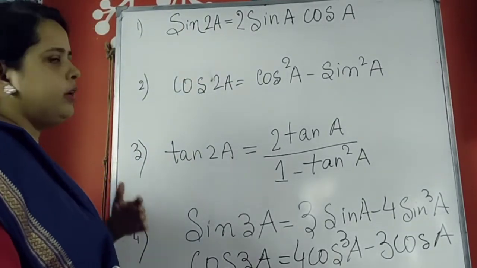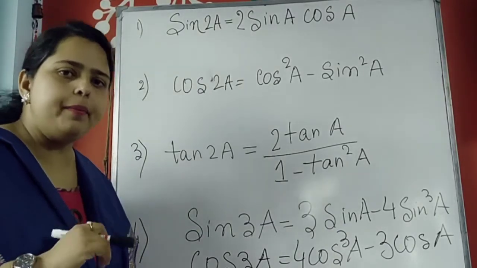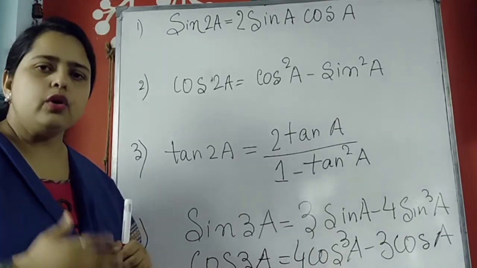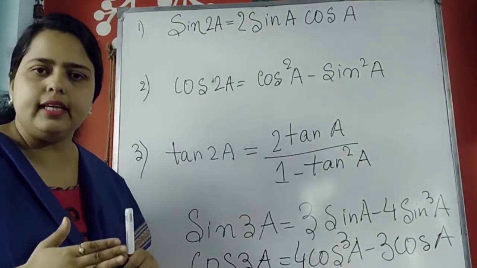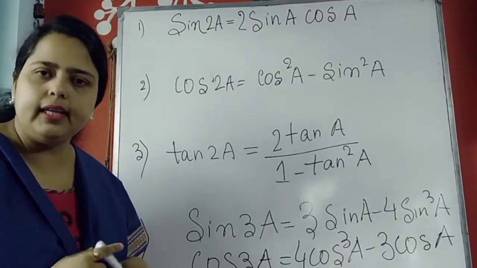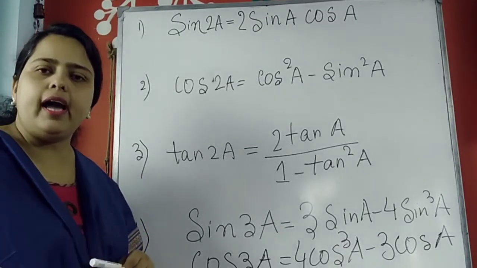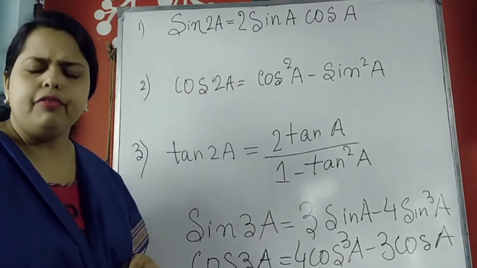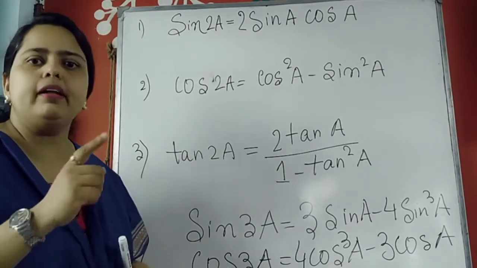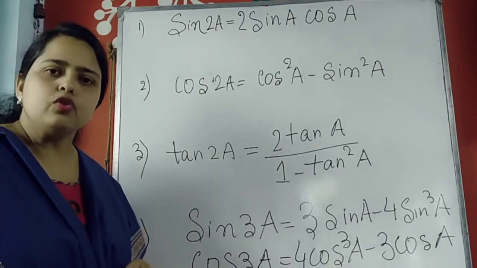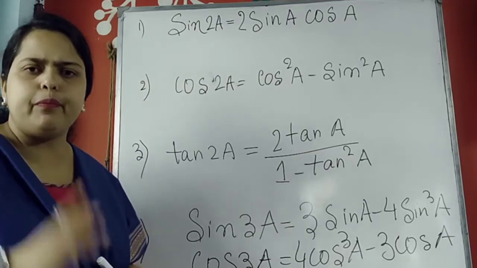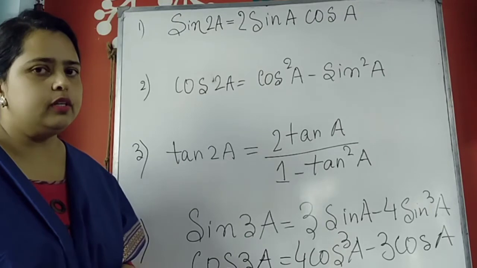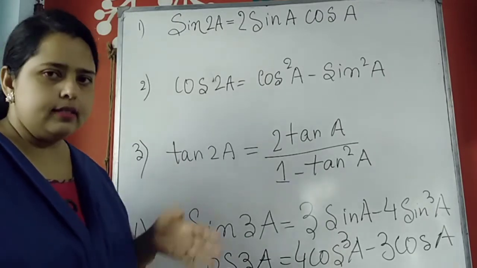Correct. Now if it is submultiple, what is the meaning of that? Say it is A by 2. If our angle A is 60 degrees, then its A by 2 will be 30 degrees. Fine. If our angle is 90, then its A by 2 will be how much? Yes, that is 45 degrees. And its A by 3 will be how much? 30 degrees. Similarly, you do not have to separately remember the formulas of submultiple angles. Students, why I am describing this you will understand just now.